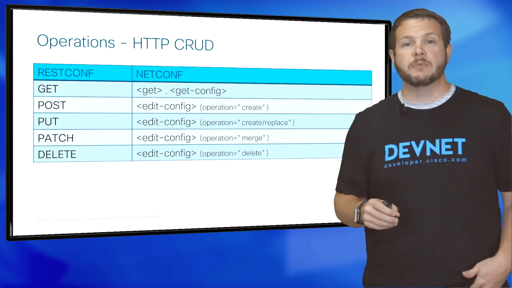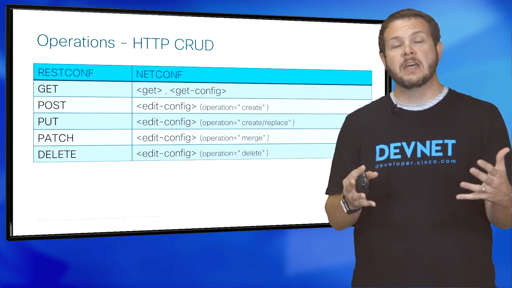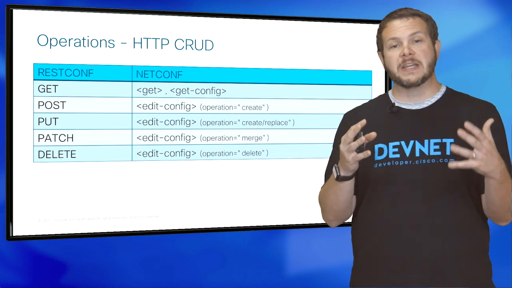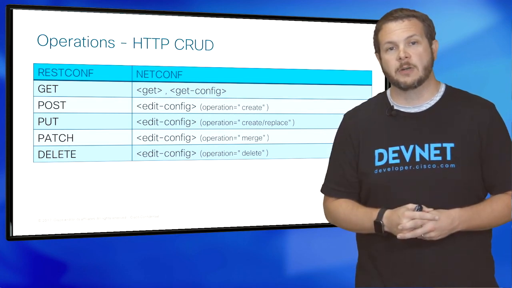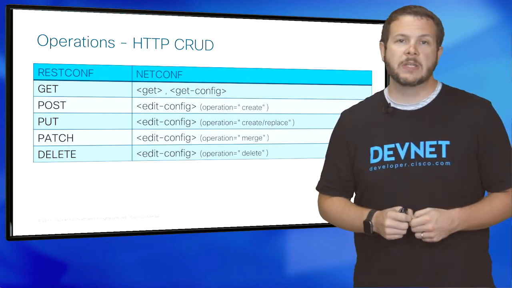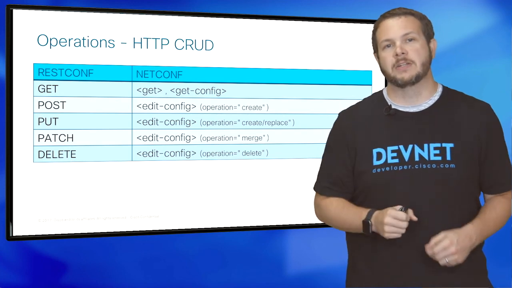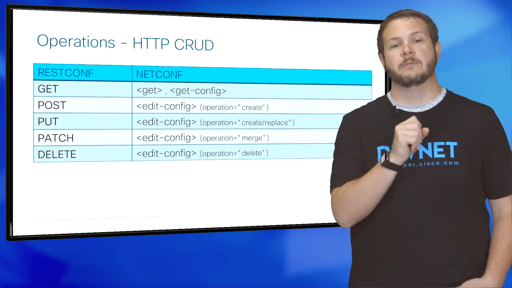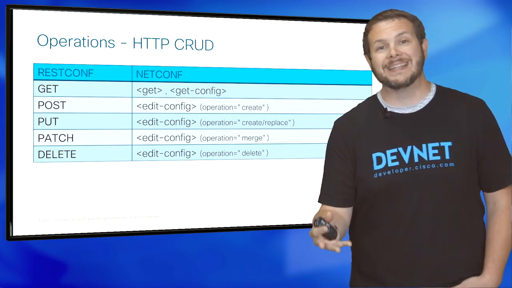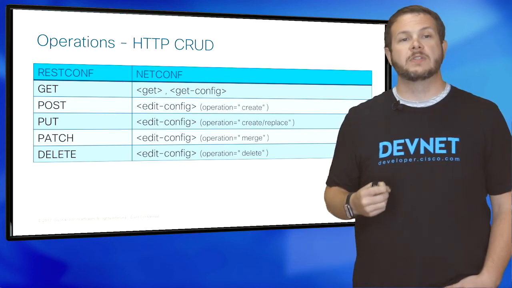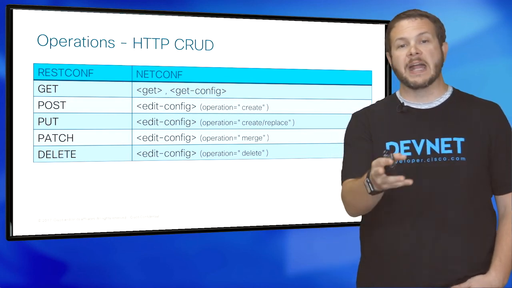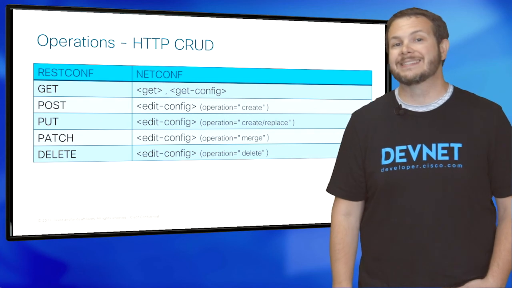If we're looking to merge information, we're not sending a full data block related to what we want to configure. We just want to send updates to it. We can do a merge using the patch operation or the patch method inside of RESTconf. And then finally, when we want to delete information from the data model, we would use the delete action, which corresponds to an edit-config with an operation of delete inside of netconf.